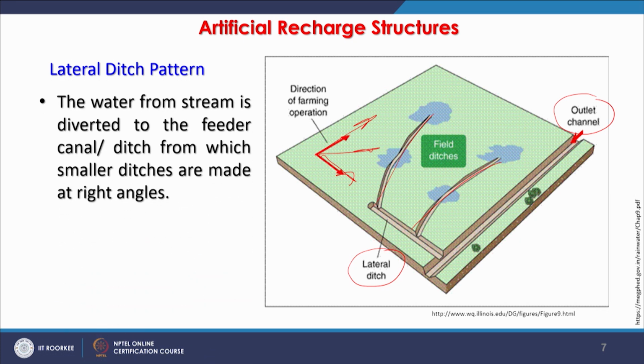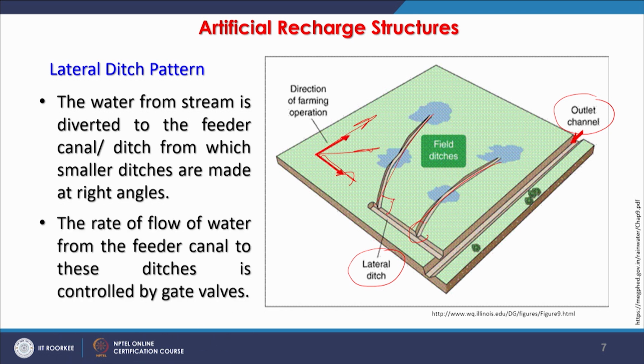The water from the stream is diverted to the feeder channel, as you are seeing, or outlet channel, and from there smaller ditches are made at right angles, as you can see that these are the smaller ditches which have been made at right angles. The rate of flow of water from this feeder canal to these ditches is controlled by gate valves. Gate valves will require some extra effort and some extra expenditure, but again it will depend on the type of terrain which you are having.